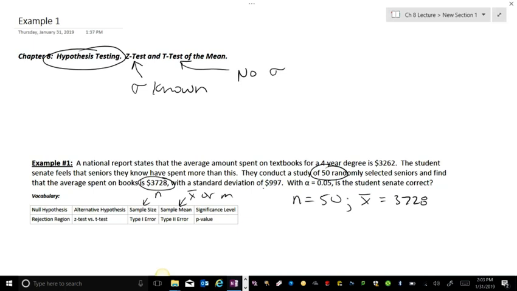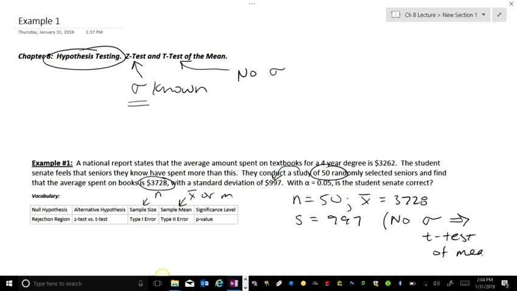We're also given a standard deviation. We really need to read between the lines here to determine if this is our known population standard deviation or not. Well, here we're talking about the study of 50 students, and from the study, we found a standard deviation of 997. So that doesn't sound like a population standard deviation. It really sounds like that's attached to the 50. So this then would be our sample standard deviation s, 997. So right off the bat here, we do not have a population standard deviation, which means that we're going to be applying a t-test of the mean.